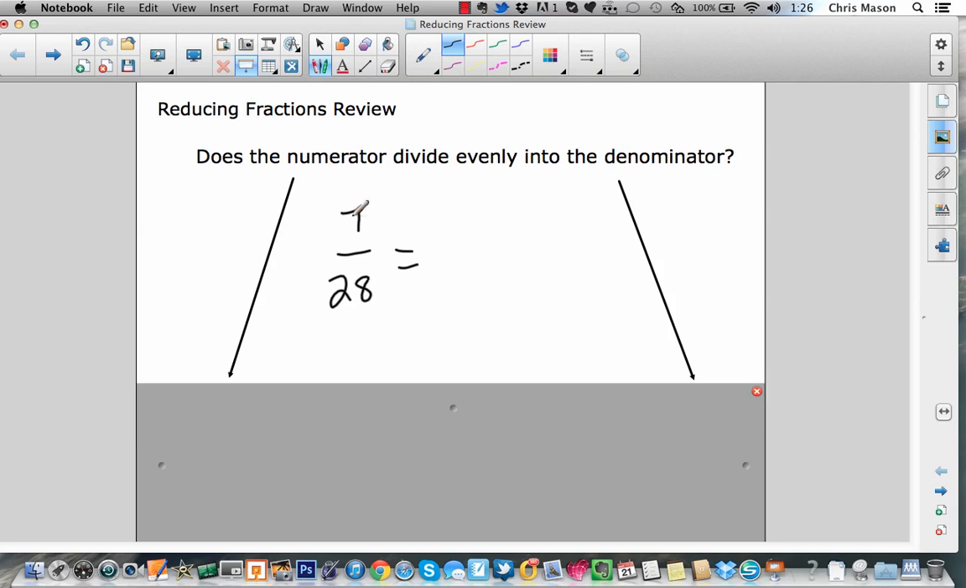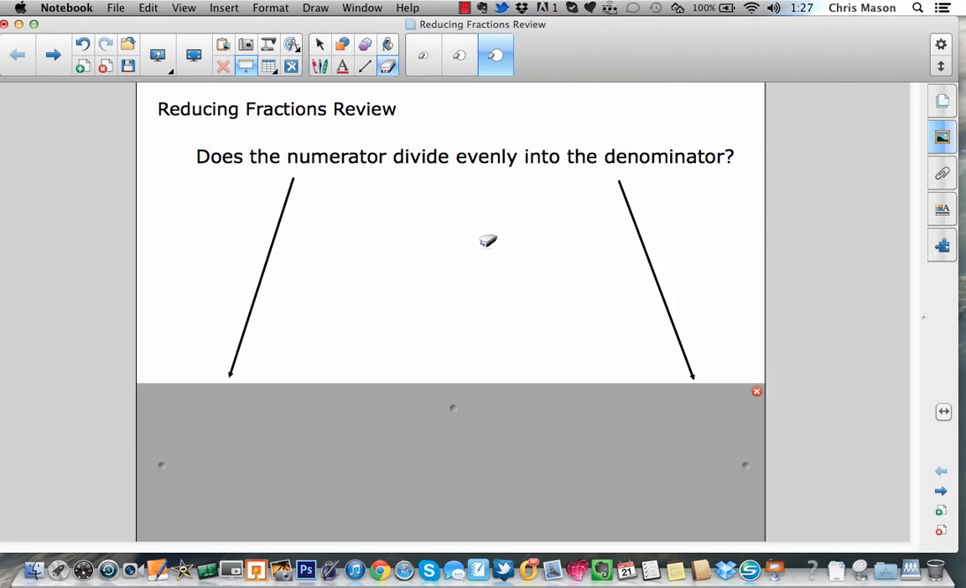If we look at a fraction like 7/28, we ask ourselves, does the numerator go in evenly into the denominator? The answer is yes, it does, and so we divide by that numerator. In this case, it's 7, and we get 1/4. 7 divided by 7 is 1. 28 divided by 7 is 4.